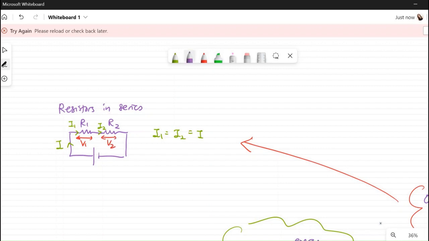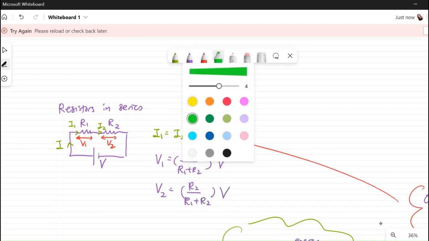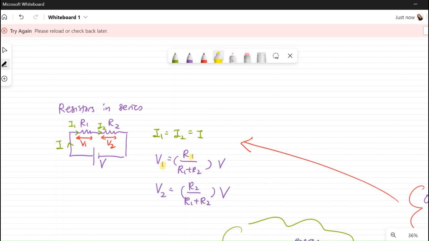The voltage drop across each of the resistors can be found from the law called the voltage divider rule, where V1 is equal to R1 over R1 plus R2 multiplied by V, where V is the total voltage across these two resistors. However, V2 is equal to R2 over R1 plus R2 multiplied by V. So if you look here, this is 1, here will be 1, this is 2, here will be 2. So this rule, we call it the voltage divider rule.